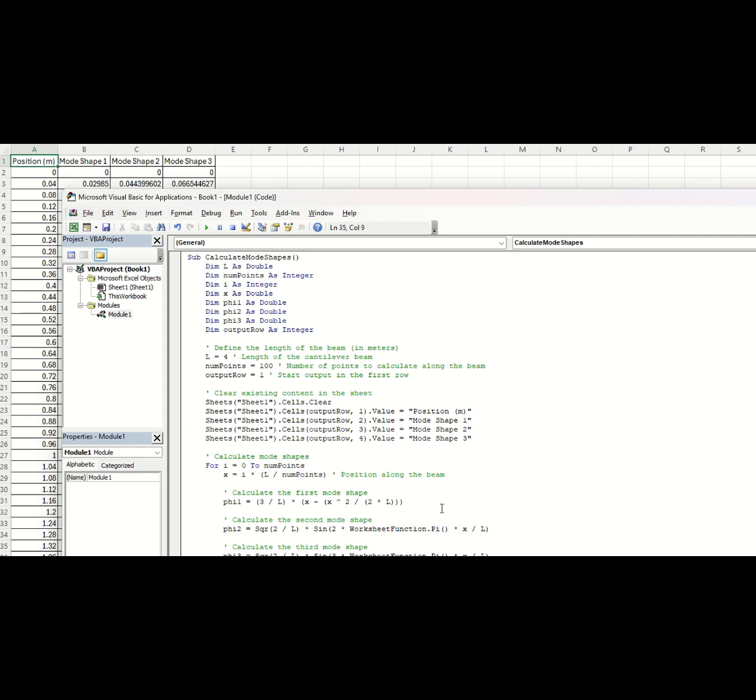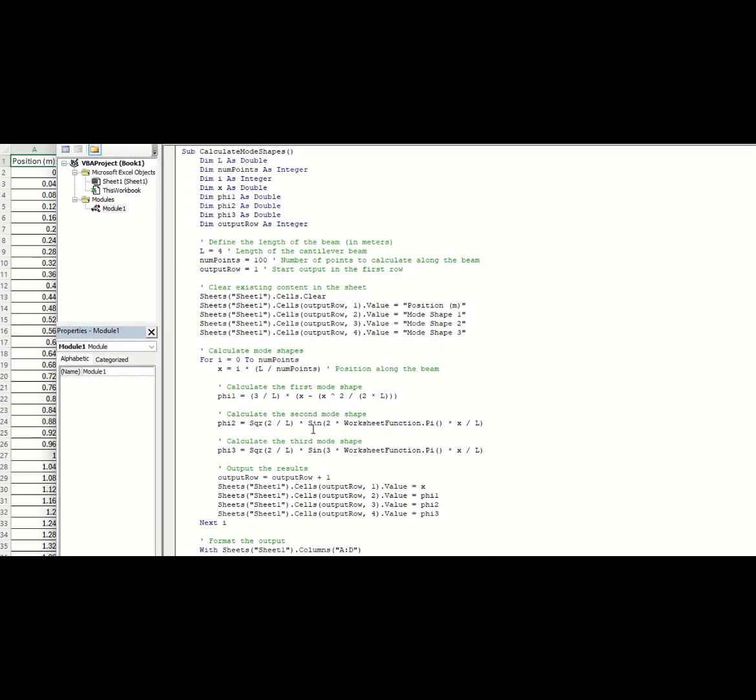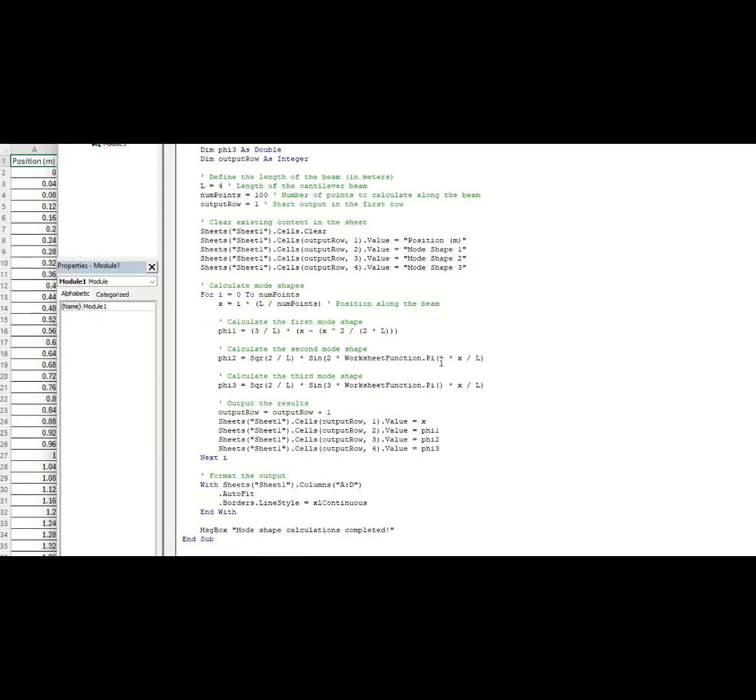And the second mode shape, if you see here, is square root of 2 by L into sine of 2 pi x by L. We have seen, right, this is sine 2 pi x by L, or sine 3 pi x by L, square root of 2 by L, and output row equals output row plus 1. It should start at the next row and give the output of the x value, and then the mode shapes in columns 1, 2, 3 automatically.